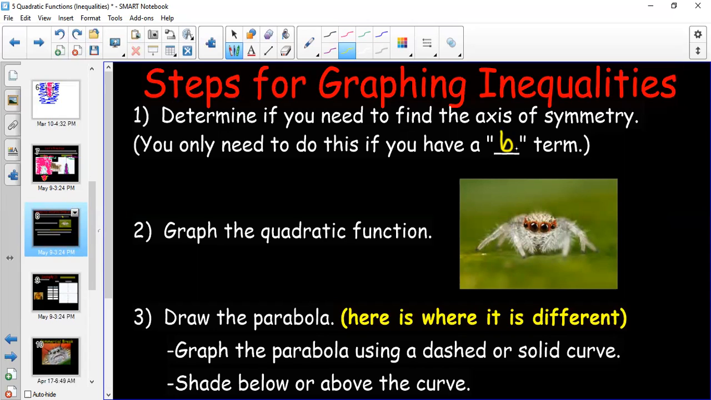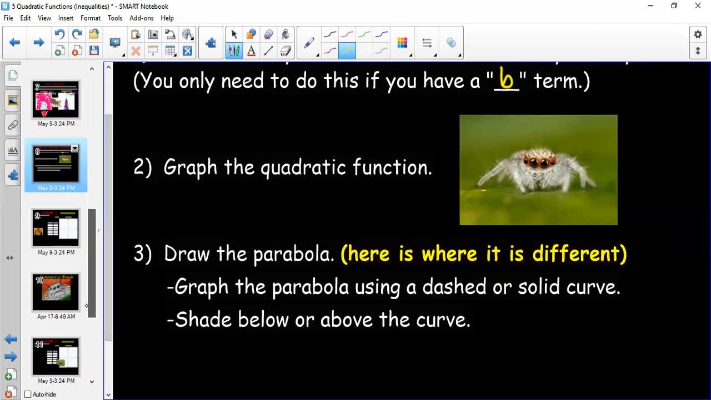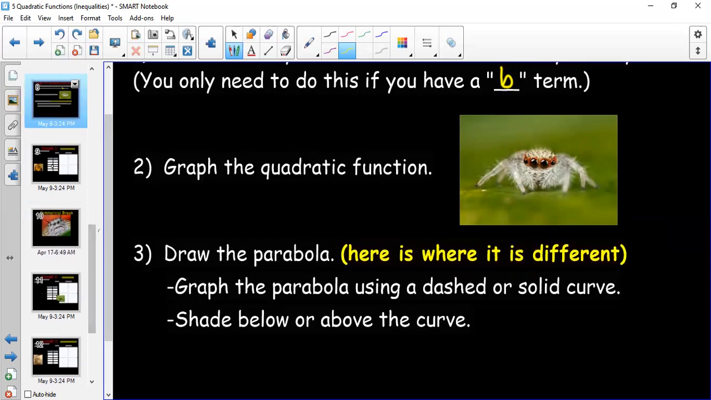All right, then we're going to graph the function, kind of like we practiced all week. And then here's the new part. We're going to draw the parabola. We're either going to use a dashed or solid line when creating that parabola. And we're going to either shade above or below the curve. Okay, so we're going to practice a little bit here.